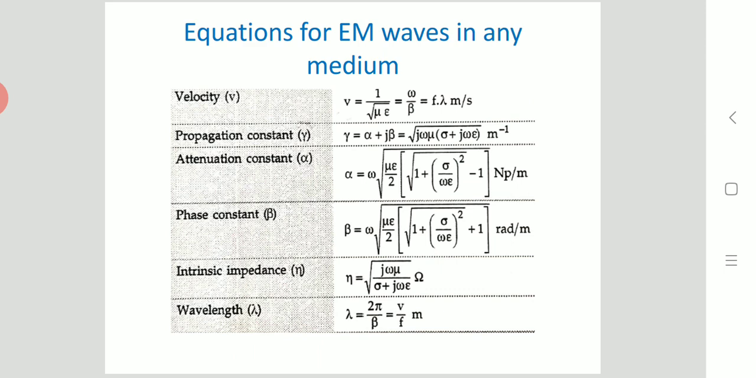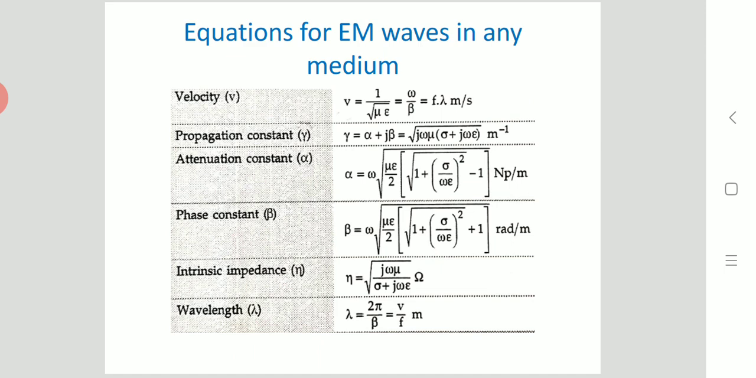Next, the phase constant: beta is equal to omega root of mu into epsilon divided by 2 into bracket root of 1 plus bracket sigma divided by omega epsilon squared, plus 1. So what is the difference between the attenuation constant and the phase constant? Both equations are the same. The attenuation constant is measured in terms of alpha, the phase constant is in terms of beta, and one more difference is that attenuation has a minus 1 and here there is a plus 1, in radian per meter.